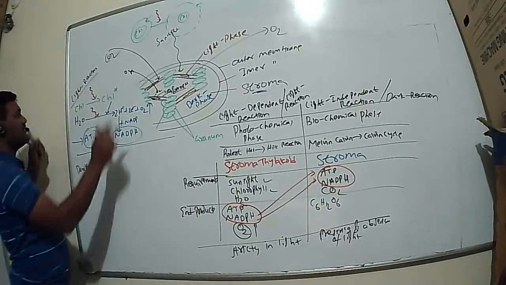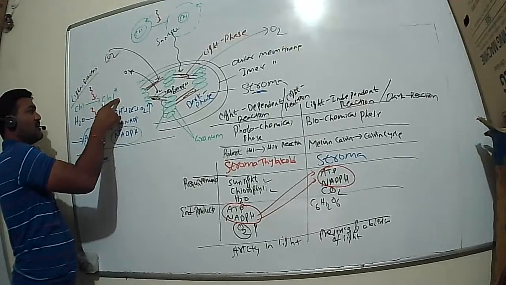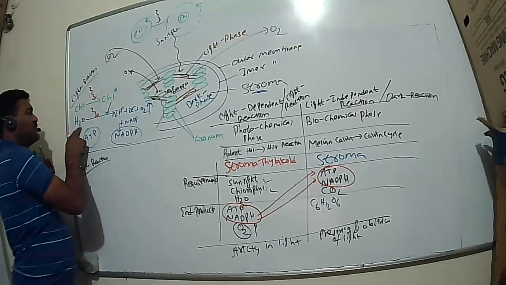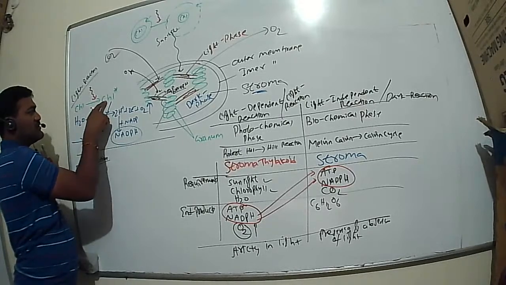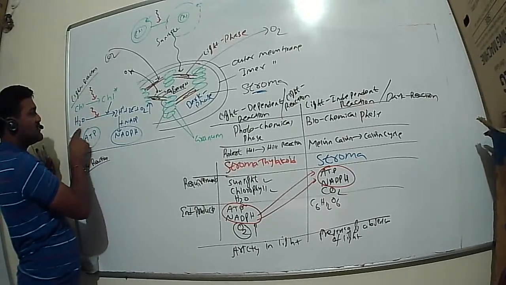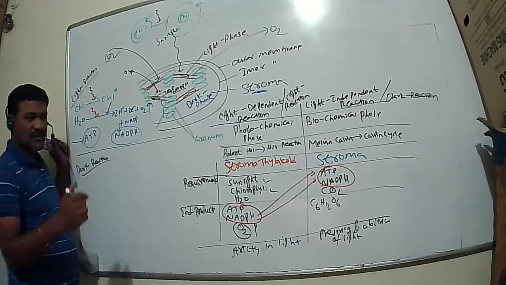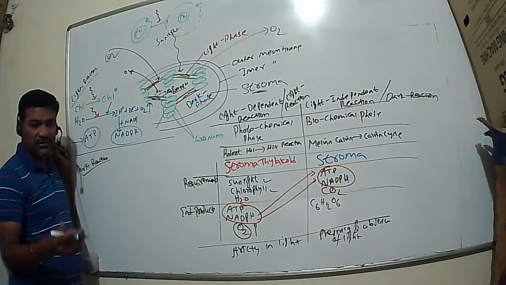So what is happening in light phase? Chlorophyll is becoming chlorophyll star, meaning it's getting energetic, and water is also absorbing light energy, and in the presence of this chlorophyll molecule, it will split. This is called photolysis of water. Photo means light. Lysis means breakdown of water.